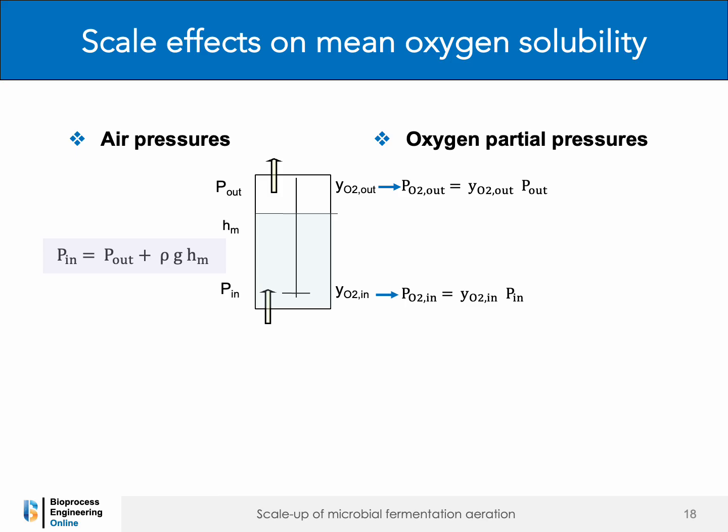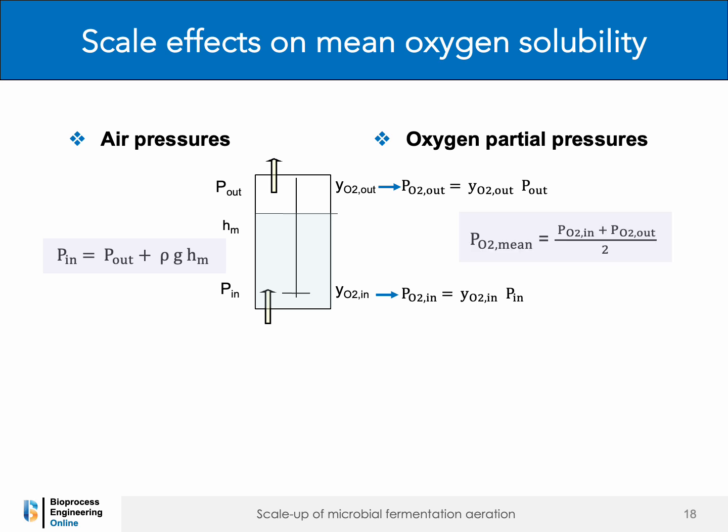The mean oxygen partial pressure in the fermenter is determined as follows. At the air inlet, the oxygen partial pressure PO2 in is the product of the inlet oxygen molar fraction YO2 in by the inlet pressure P in. At the air outlet, the oxygen partial pressure PO2 out is the product of the outlet oxygen molar fraction YO2 out by the outlet pressure P out.